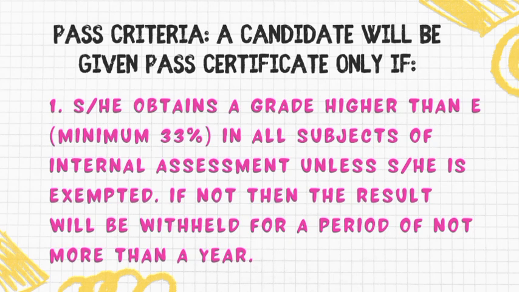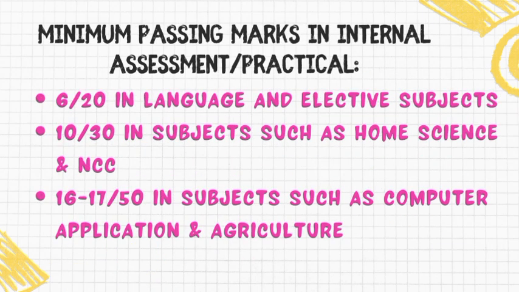You must obtain a grade higher than E, that is minimum 33% in all subjects of internal assessment unless you are exempted. Otherwise, your result will be withheld for a period of not more than a year. That means you have to give importance to your internal assessments as well. Got it? Now let us see the passing marks for the different type of assessment.